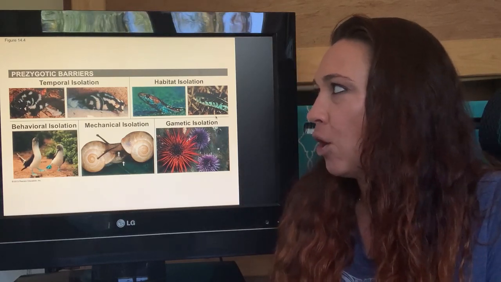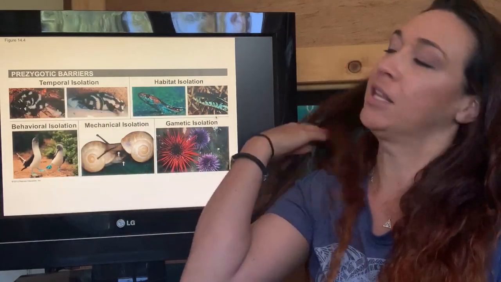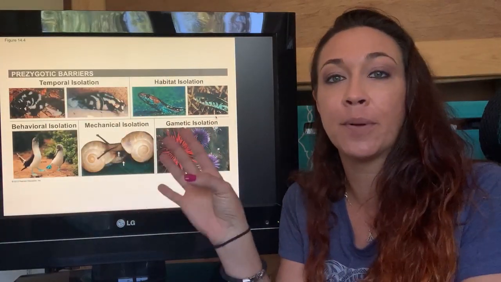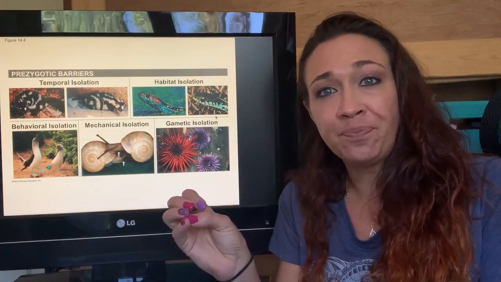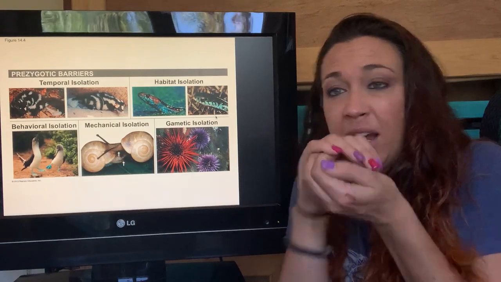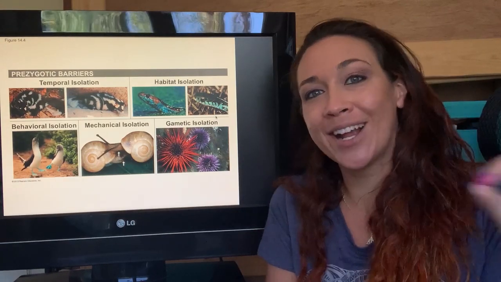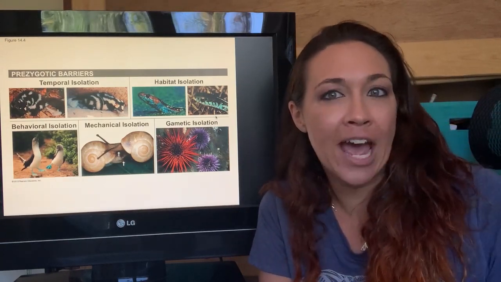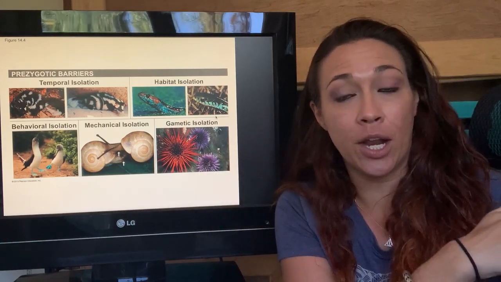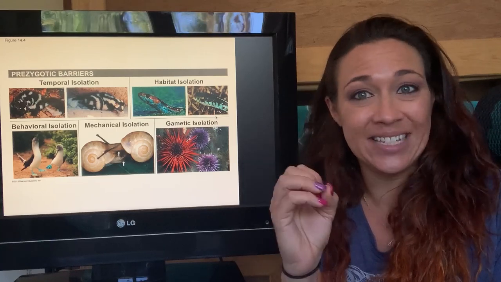So the first thing you have to get over is what's called temporal isolation. Now there are prezygotic barriers and postzygotic barriers. We're gonna talk about the prezygotic barriers first. Remember, a zygote is a developing baby, right? The egg has been fertilized by the sperm and now it's a zygote, okay? So prezygotic means before mating happened, before that sperm and that egg got together. So these are all prezygotic, meaning you don't have a zygote yet.